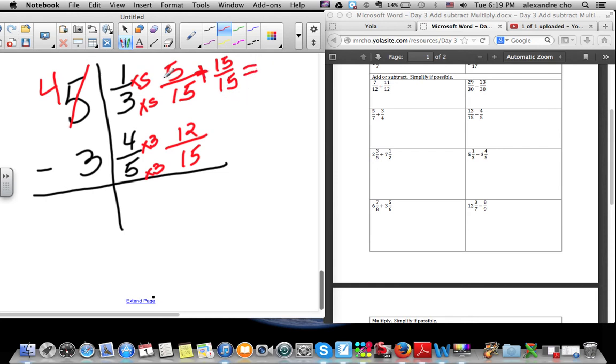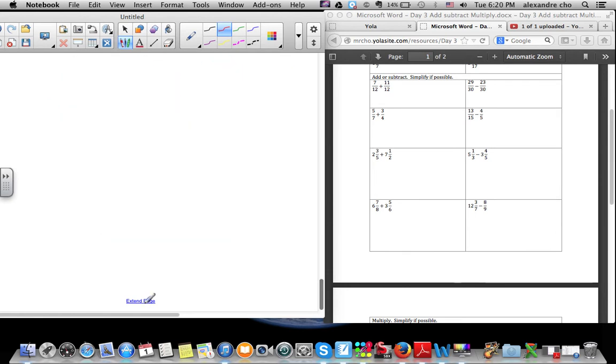Okay, so 5 plus 15 is 20. The denominators stay the same. But that's one I want to deal with. 20 over 15. Now they're both the same denominator, and the numerator here is bigger. I can subtract. 20 minus 12 is 8 over 15, and on this side 4 minus 3 is 1. Okay, a little work there.